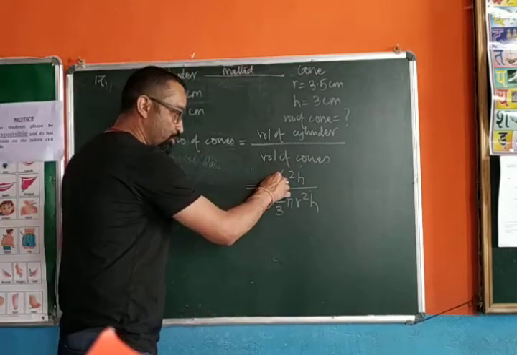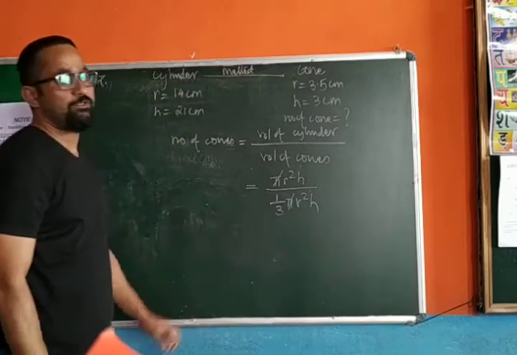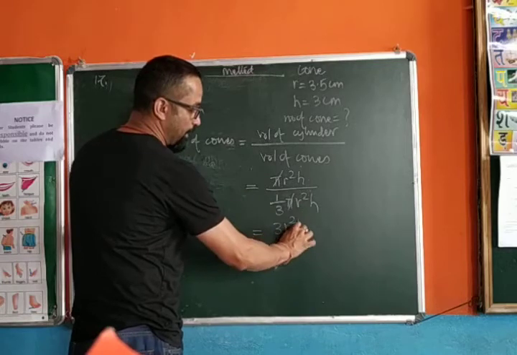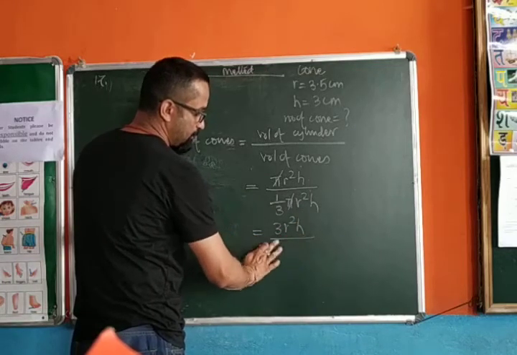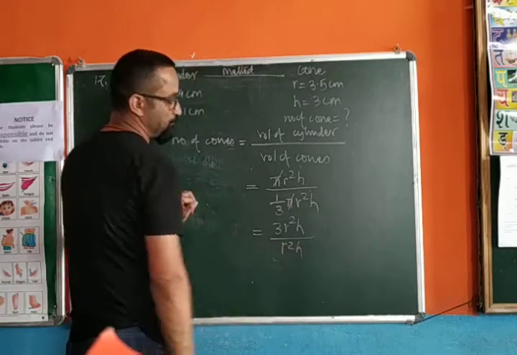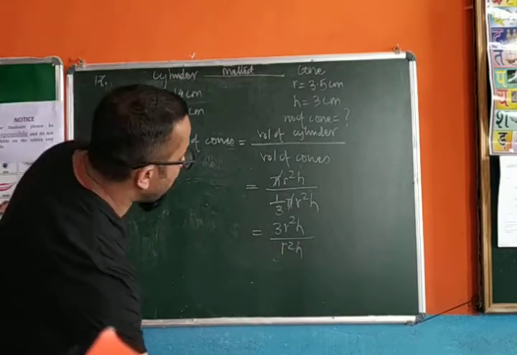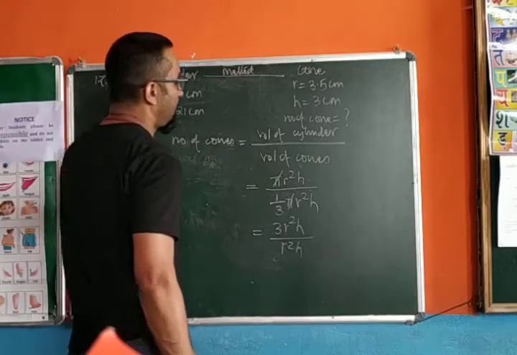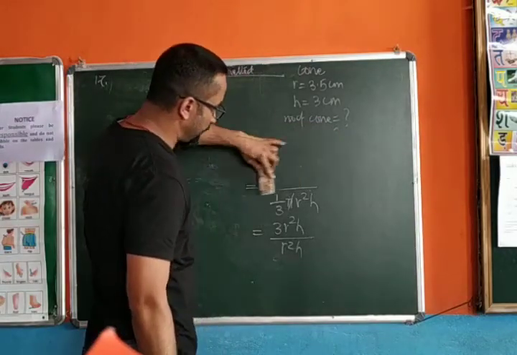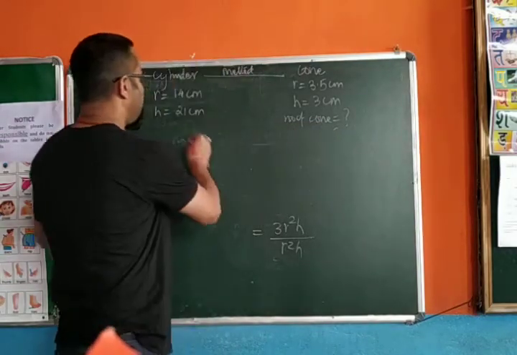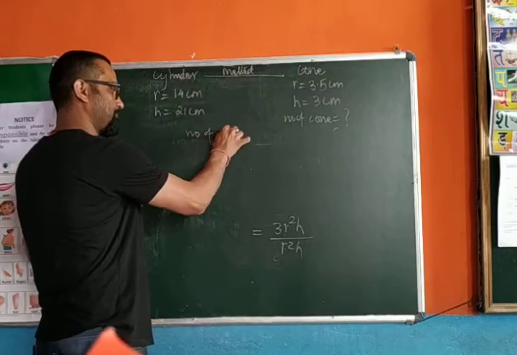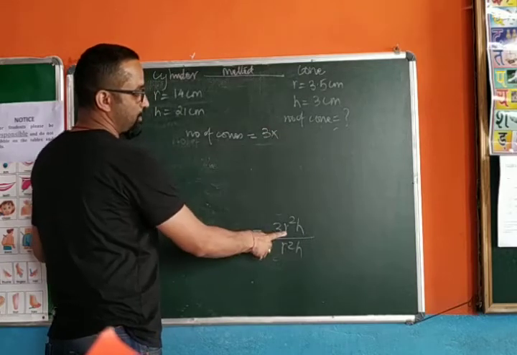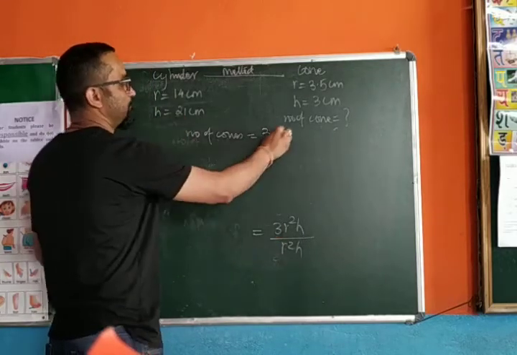Cancel pi from both numerator and denominator. Reciprocate it: 3 r squared into height divided by r squared into height. Once you cancel the constant quantity pi, simplify the formula and start substituting. Number of cones equals 3 multiplied by the radius of the cylinder, which is 14.